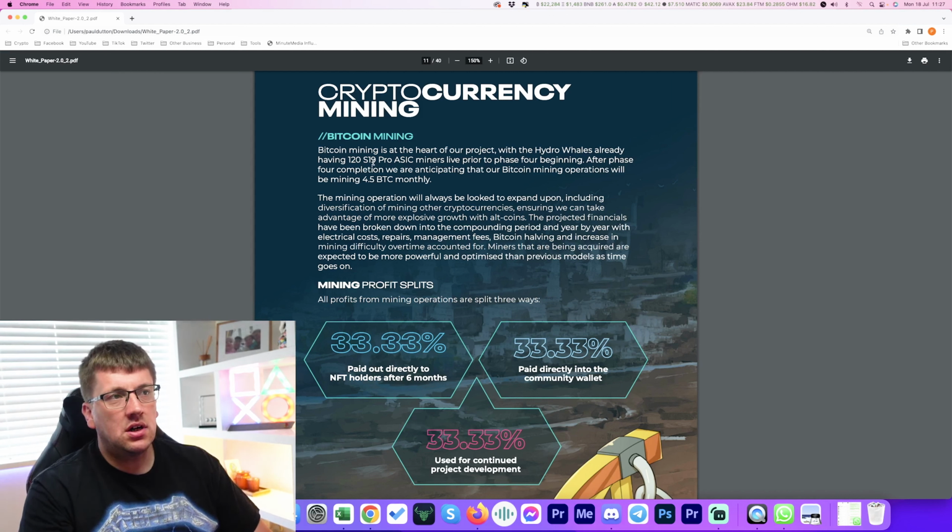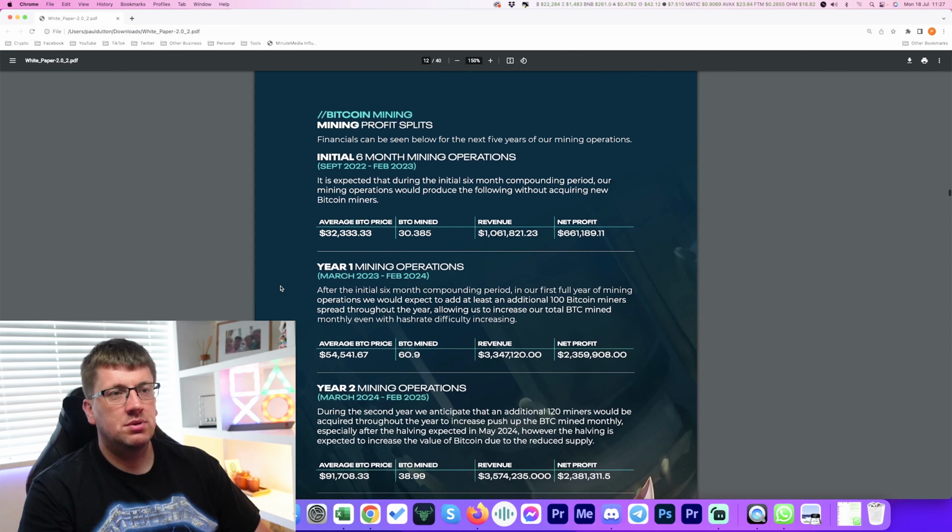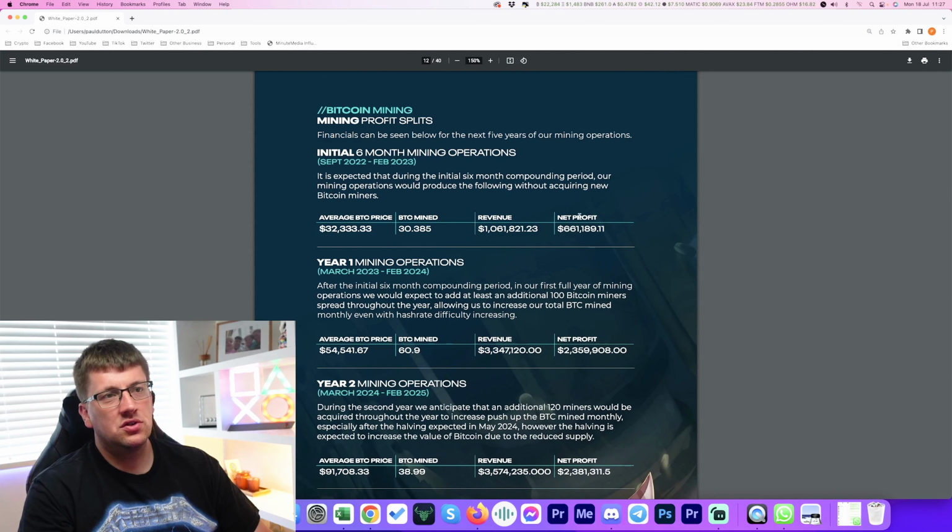And they talk about the S19 Pro ASIC miners, which have ridiculous hash rates, and they've already got 120. So after phase four, they're looking to get another 125. So we're going to have a monstrous amount of mining equipment. They actually give some really good projections on the Bitcoin mining. They start to talk about, well, after the initial 6 months, this is the revenue we'll generate, and this is the net profit, 666. So presumably a third of that would go to us.